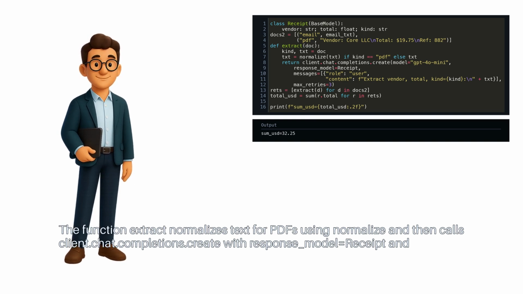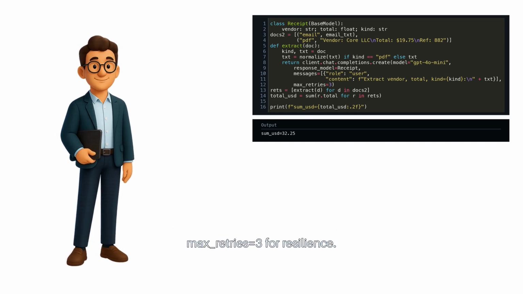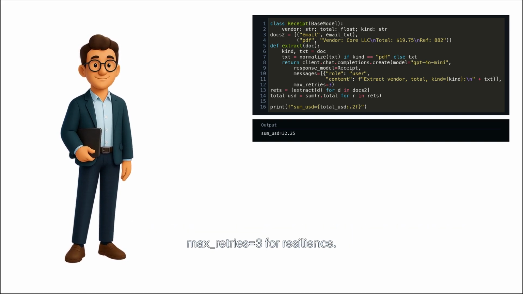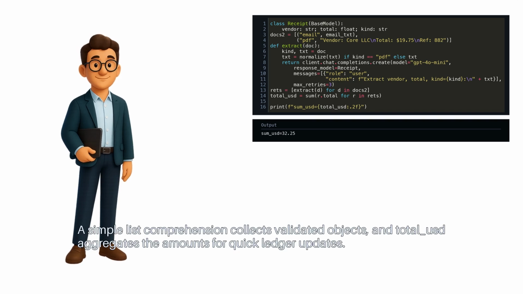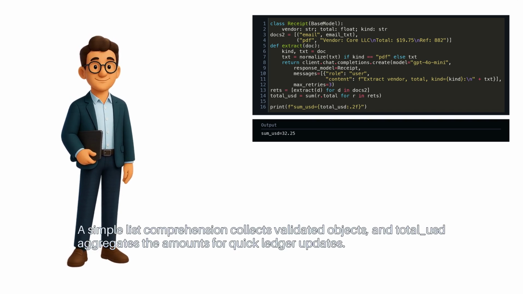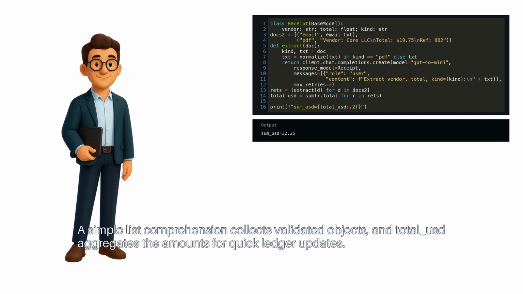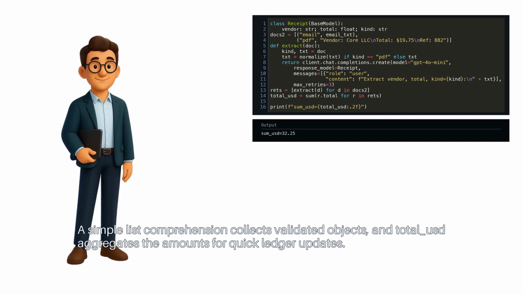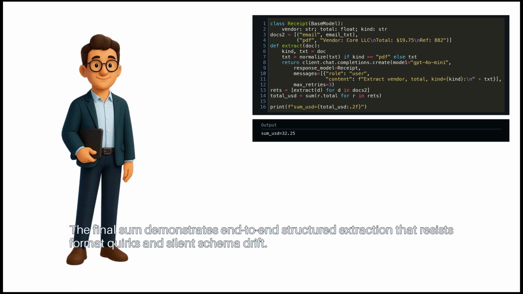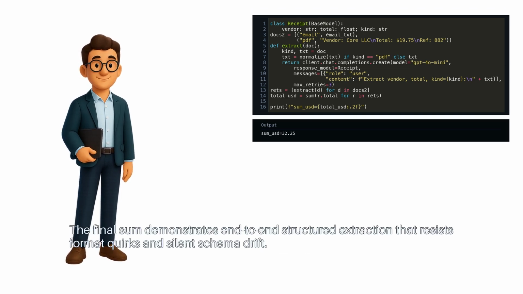client.chat.completions.create with response_model equals Receipt and max_retries equals 3 for resilience. A simple list comprehension collects validated objects, and total_usd aggregates the amounts for quick ledger updates. The final sum demonstrates end-to-end structured extraction that resists format quirks and silent schema drift.